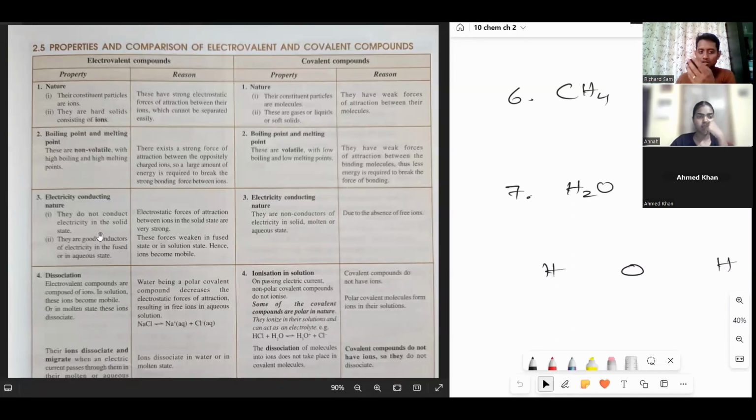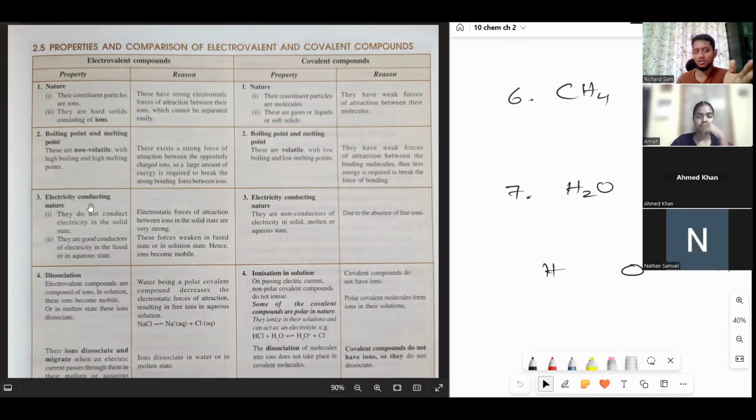Now, molten state means you're heating it so much that because of the heat, the bonds break. So when the bonds break, these ions that are formed are free to move around. We are going to study a chapter called electrolysis in 10th standard. At that time, we'll be learning exactly how these electrovalent compounds conduct electricity.